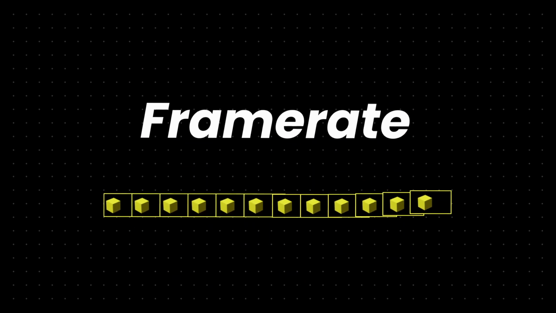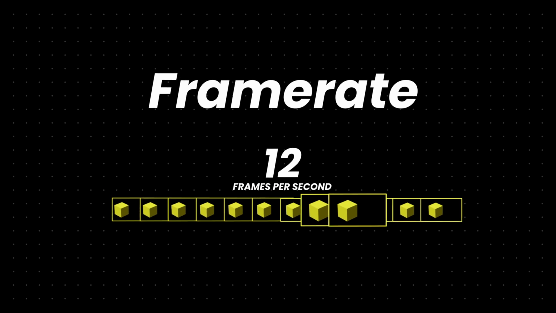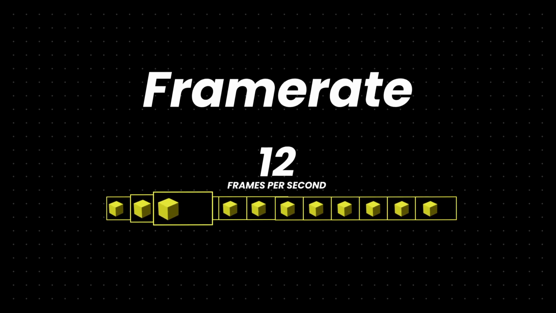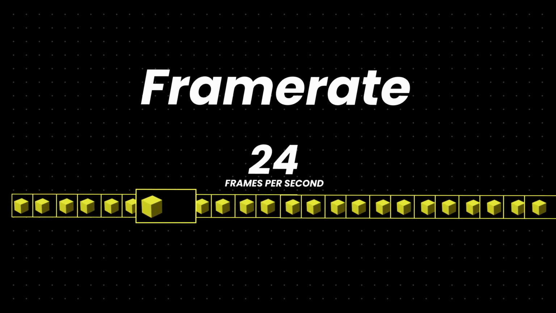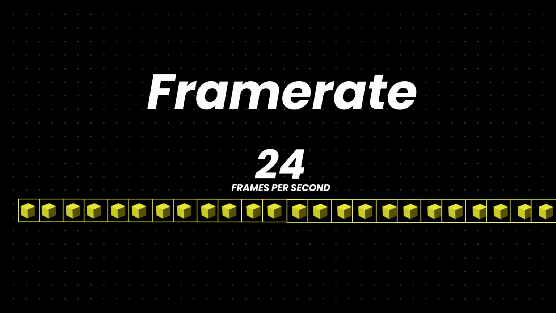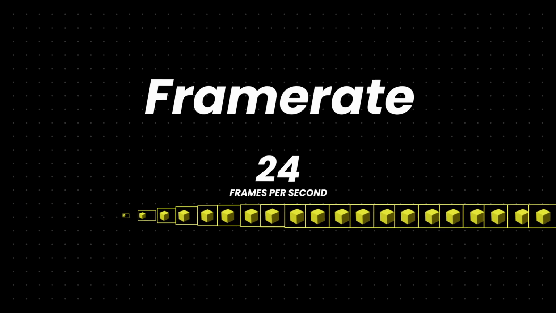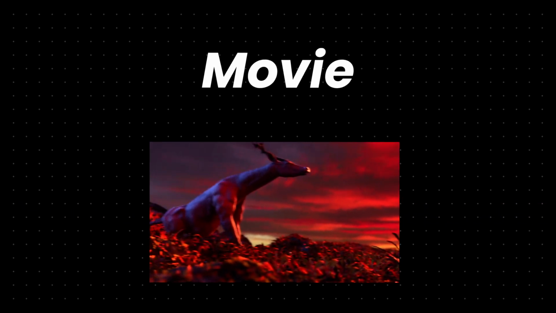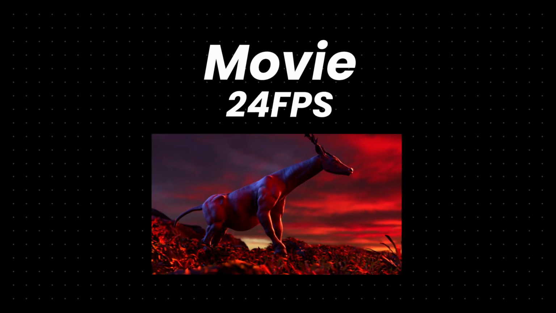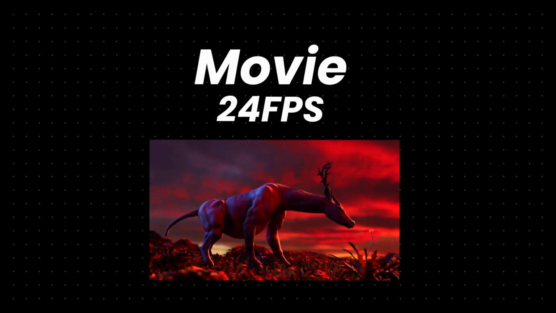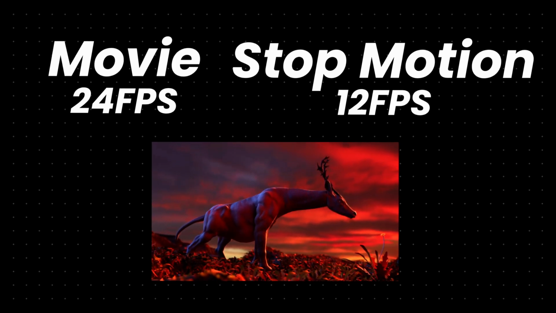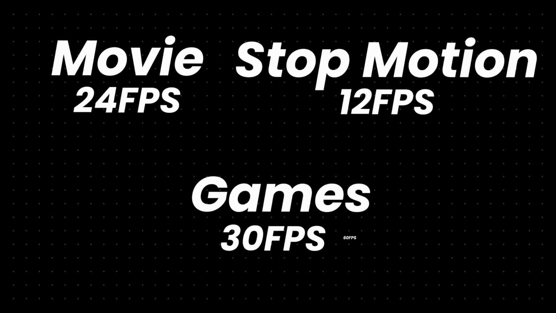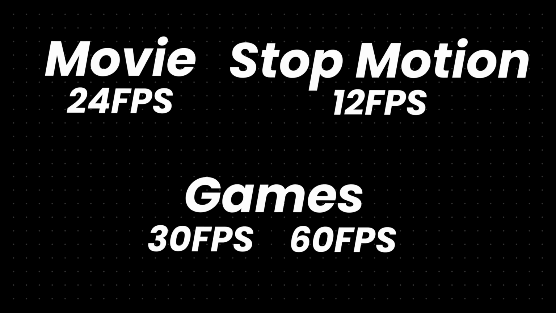And the frame rate is a number that tells us how many frames per second the animation is playing. The higher the frame rate, the more frames are displayed each second, which makes the animation look smoother. So if you want your animation to feel movie-like, a frame rate of 24 is a good choice, as this is the movie standard. Or if you want something to feel like stop motion, you could try 12 frames per second. For games, 30 or 60 frames per second is common.